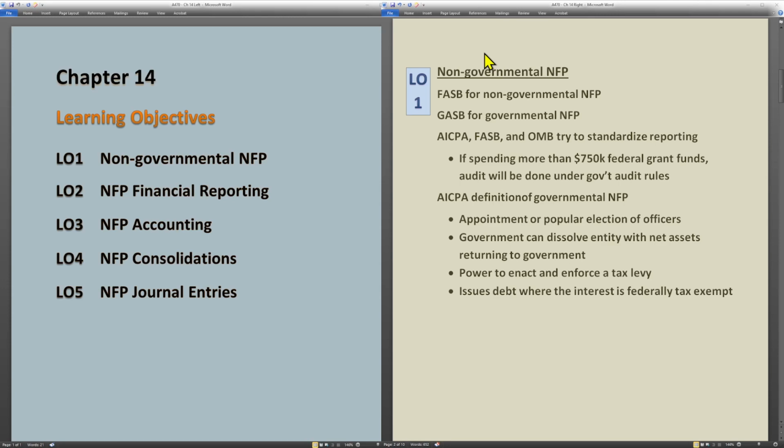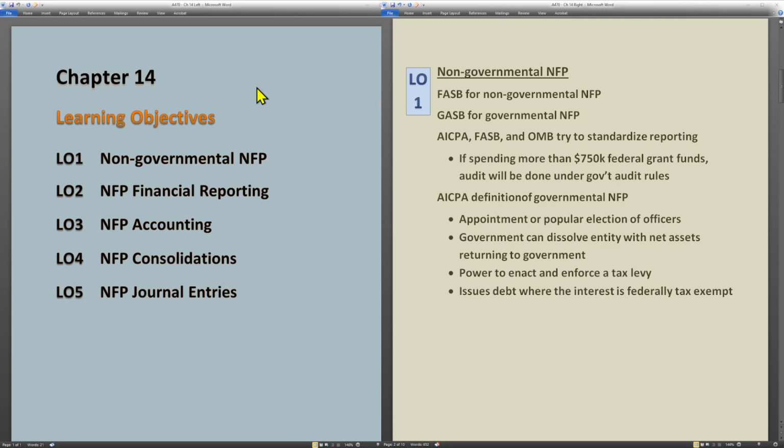We'll just have a brief commentary on consolidations. This is more advanced accounting. And then as far as learning objective 5, there's actually a very good set of journal entries with descriptions in the last part of this chapter. I won't be going through them one by one. I'll just point you to the fact that if you want a good example of all the different types of entries shown in a journalized format, the last section is a very good section.